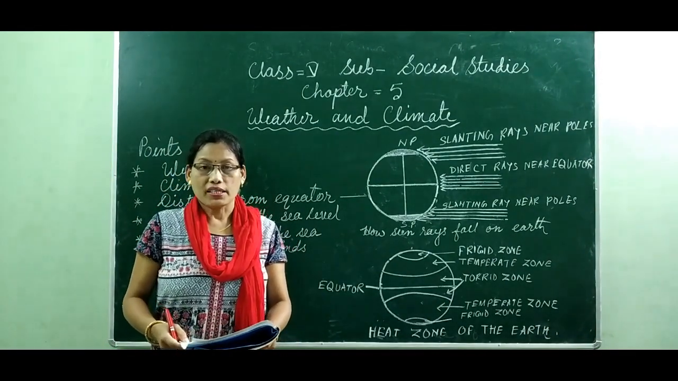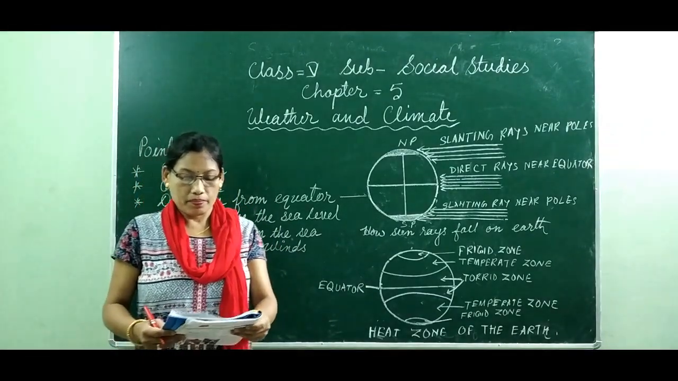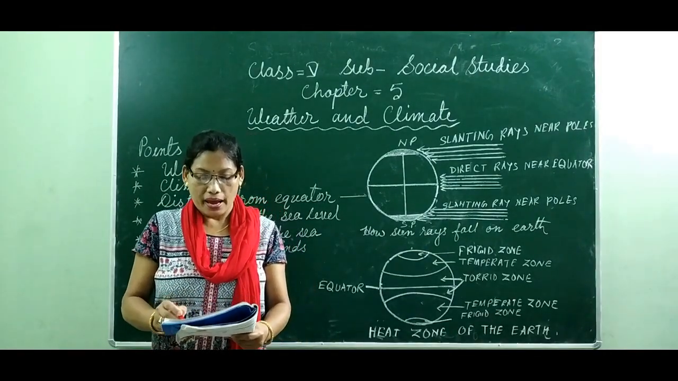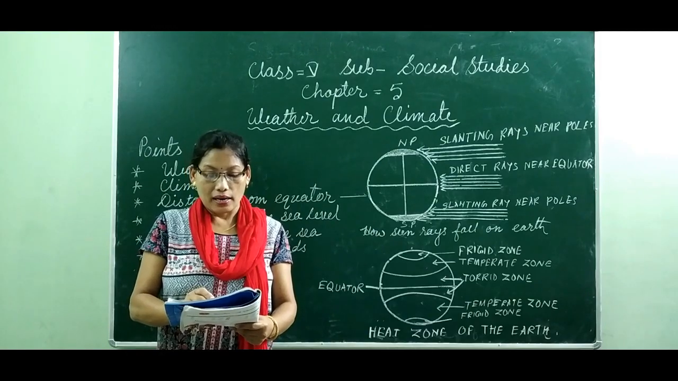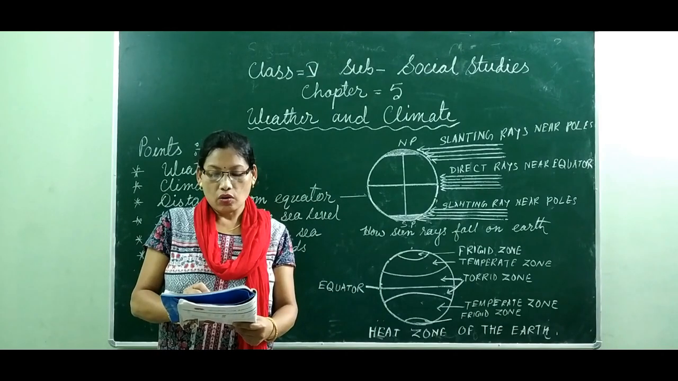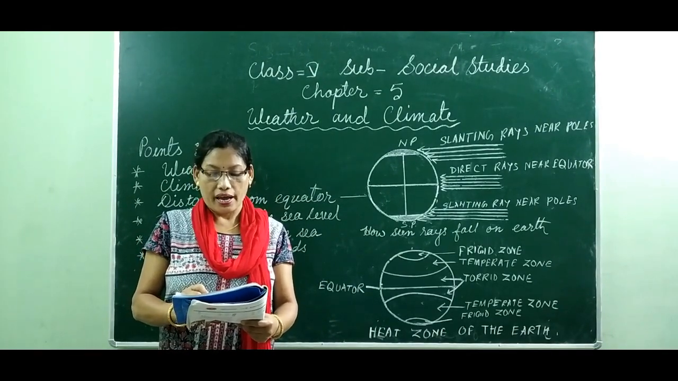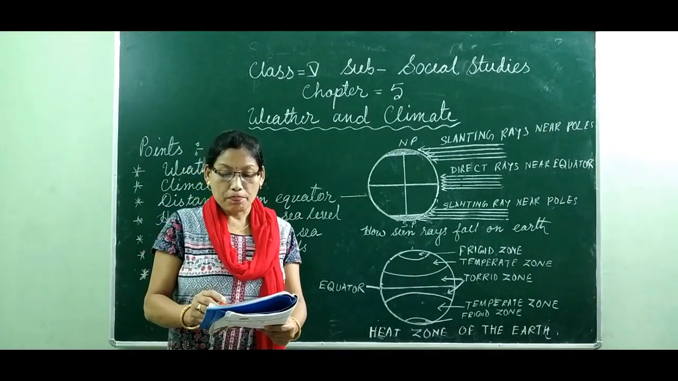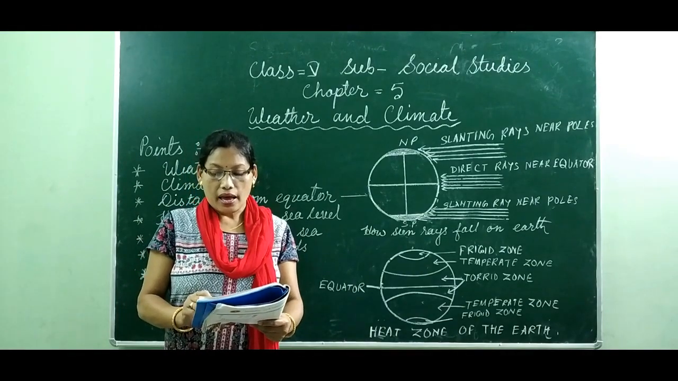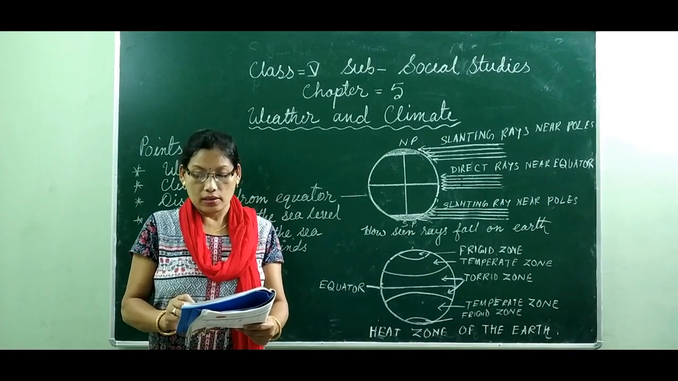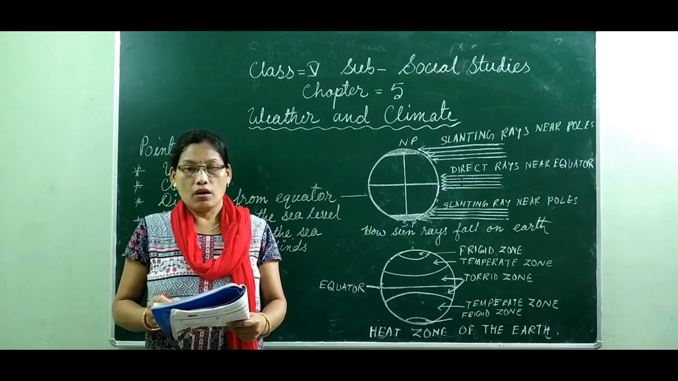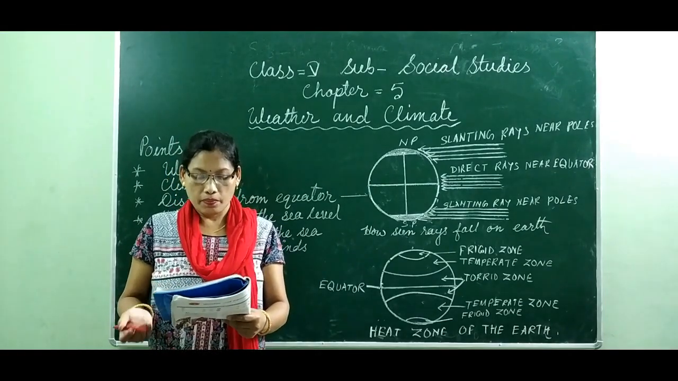Look in your book, page number 32. There is a world map with different colors. You can see in the map, yellow color indicates very hot and wet, and light yellow indicates very hot and dry, and light purple indicates cool and dry, green color indicates warm and wet, and dark purple indicates very cold, and lime green color indicates Mediterranean. Mediterranean means not so hot and not so cold.